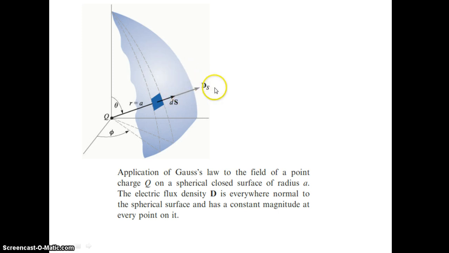The flux emanating from the surface is dψ, and the angle between the differential elements is theta. Okay. So now we will derive, using Gauss law, the field due to a point charge located at the origin of the spherical coordinate system. So here this is the point charge located at the origin of the spherical coordinate system.